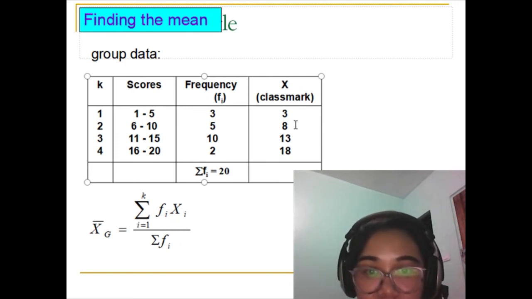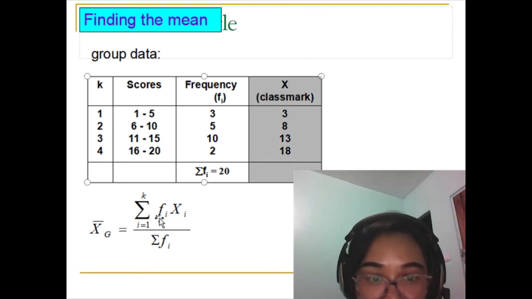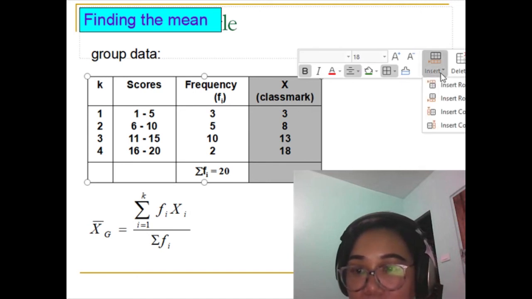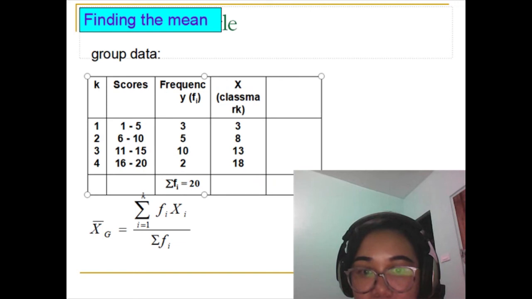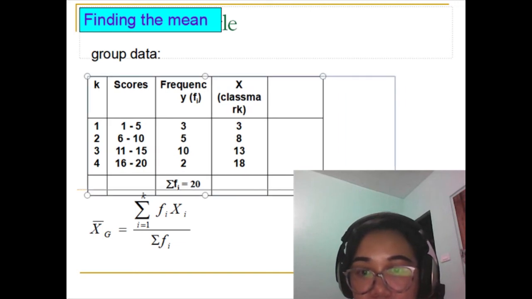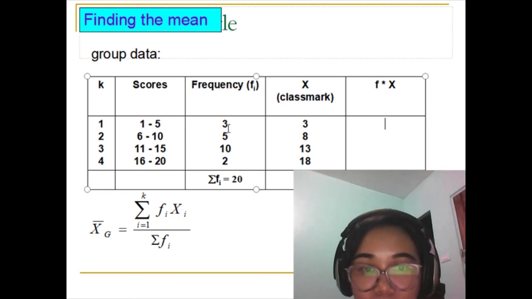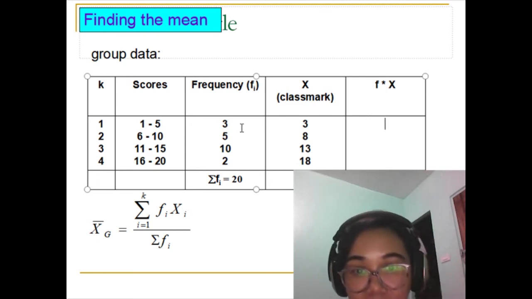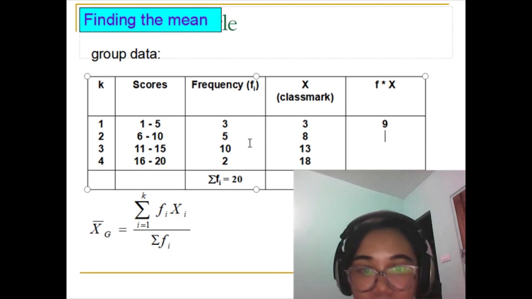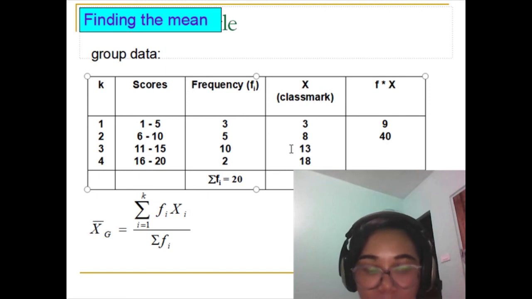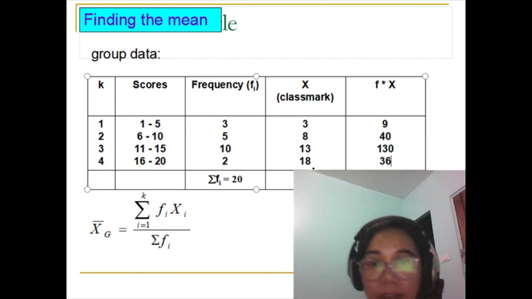Okay, so we already have the class mark, then we need to get the product of the frequency and the class mark. So we will add again another column. We have here f times the class mark. Simply multiply these two. 3 times 3, we have 9. 5 times 8 is 40. 10 times 13 is 130. And 2 times 18 is 36.